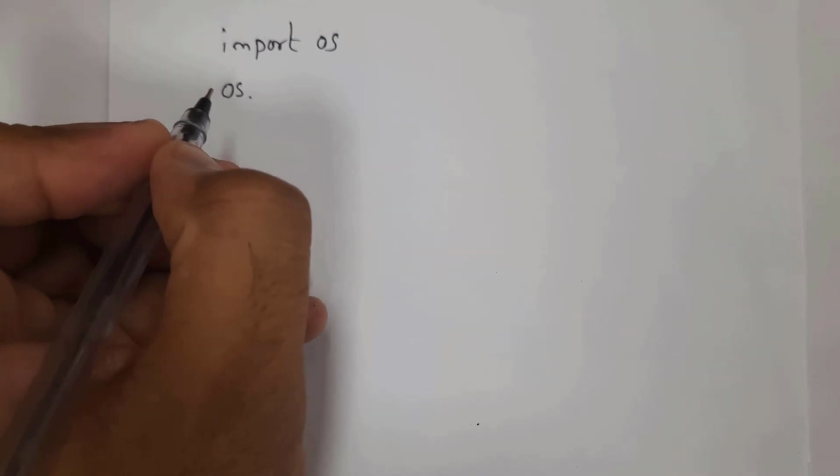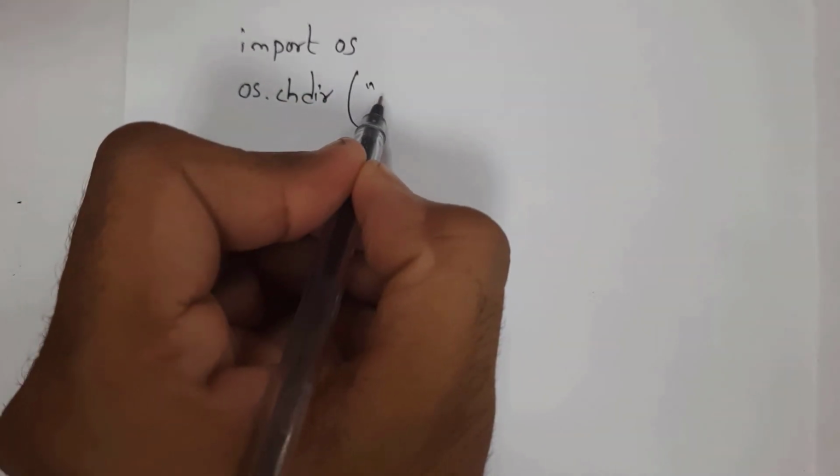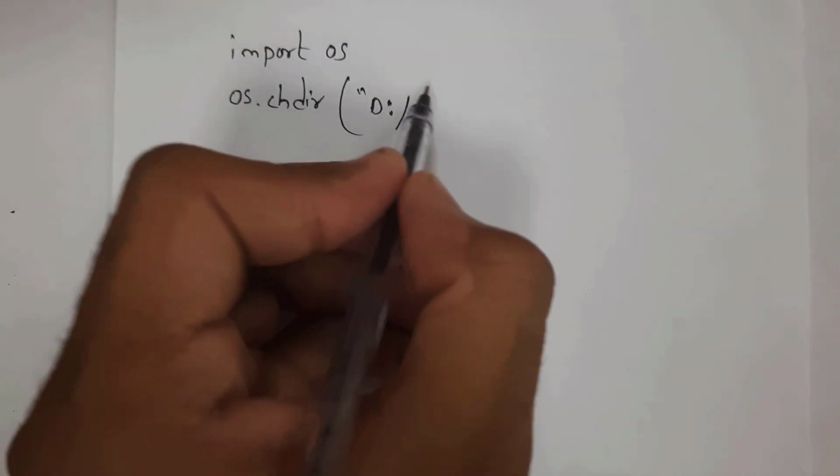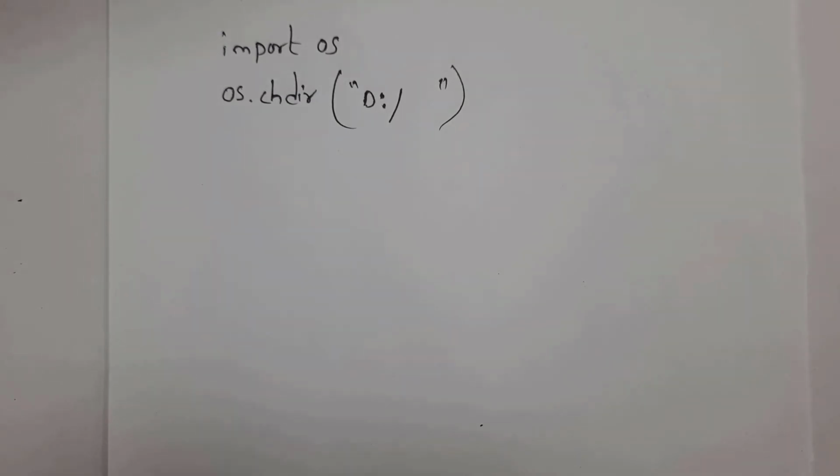By using chdir, you can change location. Chdir is nothing but change directory. So just write here os dot chdir. I want to change location to local disk D. So just write here local disk D. Now whatever folder you create, it will be saved on local disk D.